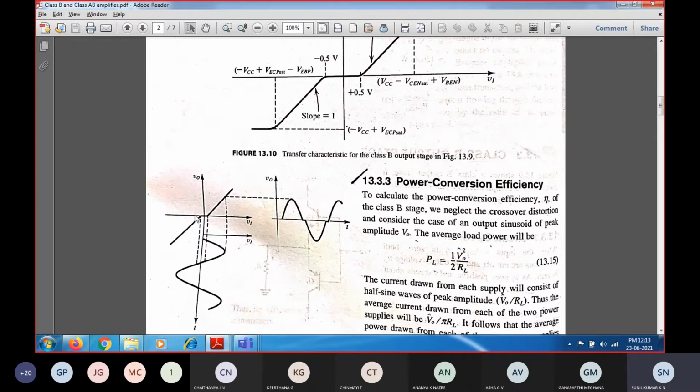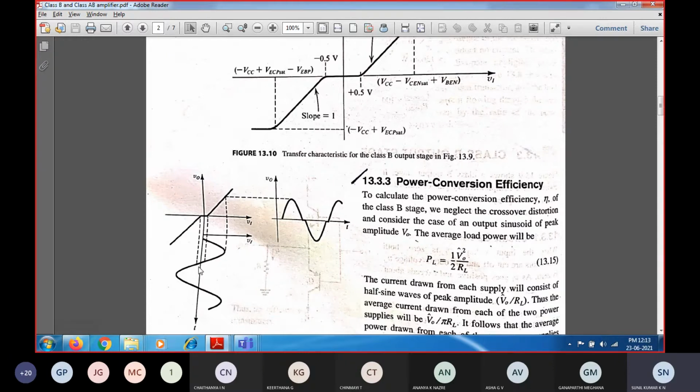So this is the transfer characteristic that we have seen over here. The same transfer characteristic, V0 versus Vi, is being plotted over here for the class B amplifier, and this is the range in which the output is equal to 0 for any input signal. After that, you can see there is an increase in the positive direction as well as an increase in the negative direction.